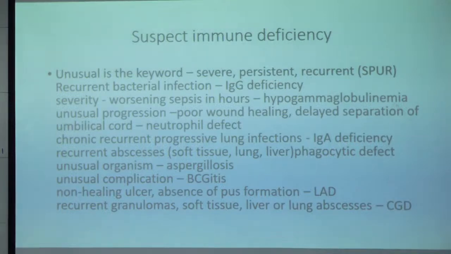Then unusual progression, for example, the wound doesn't heal at all, or there is a delayed separation of the cord. Now this could mean that there is some neutrophil defect. Similarly, I said that if multiple organs are involved in infection, you are more certain that it's some general immune deficiency. But there are exceptions as well, and IgA is a classical example where largely it's restricted to a pulmonary infection. But what is unusual?